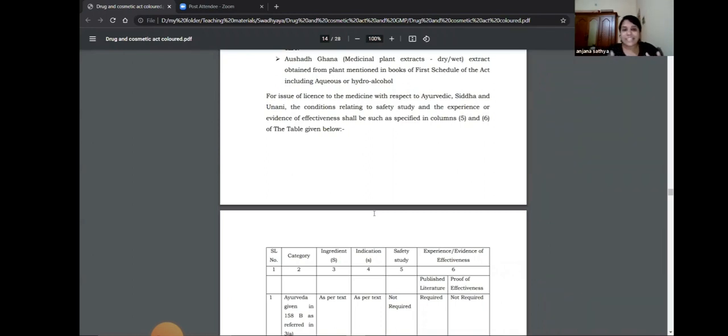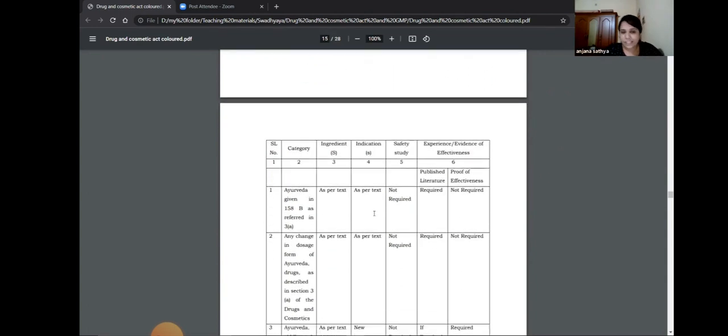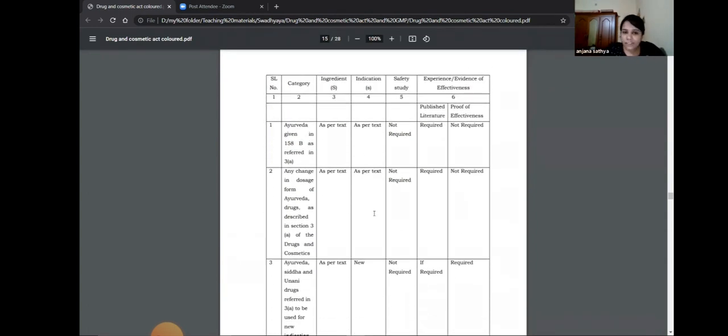So those criteria or provisions are explained here. That is Ayurveda, if the category is Ayurveda medicines, which are referred to in 158B as referred in 3A. That is, if the patent and proprietary medicine has ingredients as per the text, or the indication is as per the text, then the safety study is not required. But the experience or evidence of effectiveness has to be produced.